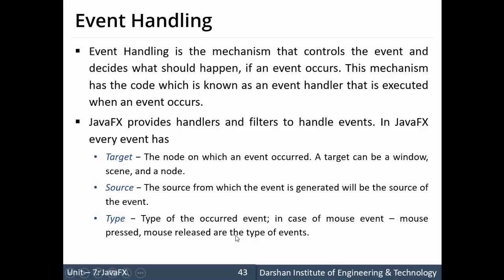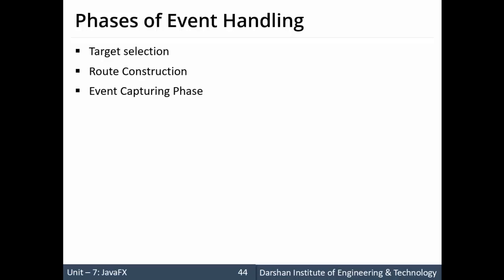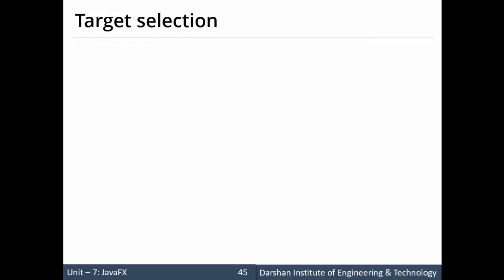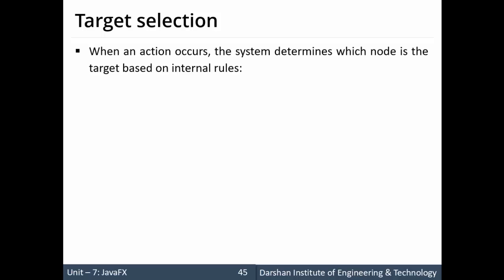Now in JavaFX, there are certain phases of event handling taking place, starting with target selection, then route construction, the event capturing phase, and the event bubbling phase. Starting with target selection: what does target selection do? When an action occurs, the system determines which node is the target. That means where the event has actually occurred, because we know that in the scene graph we have various nodes, and that scene graph is added to the scene.